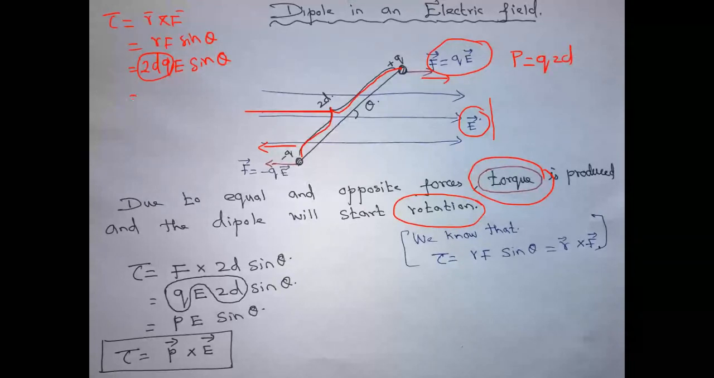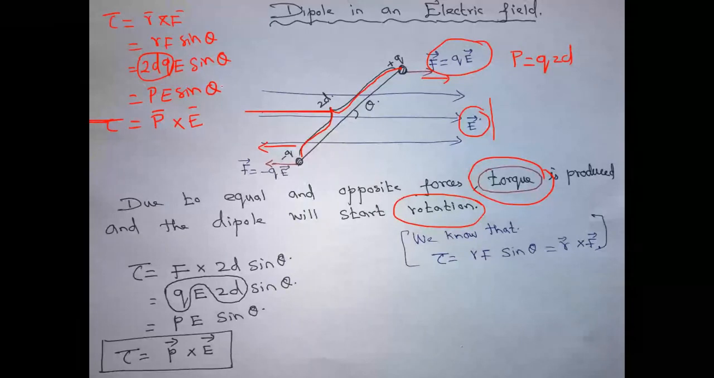So in this place, I can write P E sine theta. And what is P E sine theta? P E sine theta is nothing but P cross E. P is the dipole moment, E is the electrical field. So you have two formulas for the torque. Either you can write P E sine theta or P cross E. P is the dipole moment, E is the electrical field vector. Clear, my dear? Clear, doctor.